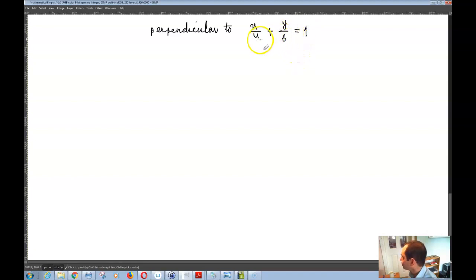Okay, so the next question is question number 7, which is: find the equation of the line drawn perpendicular to this line, x divided by 4 plus y divided by 6 is equal to 1, through the point where it meets the y-axis.